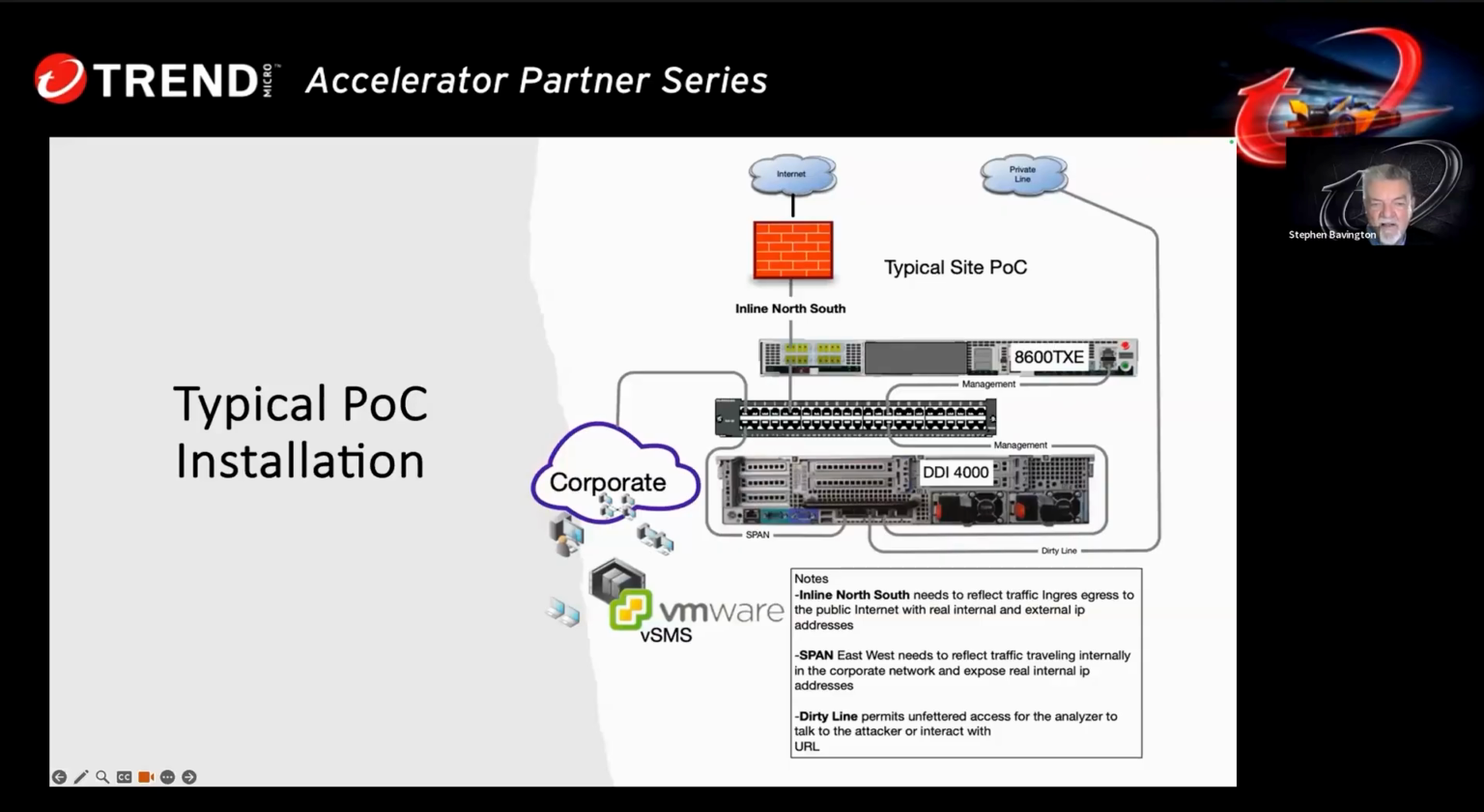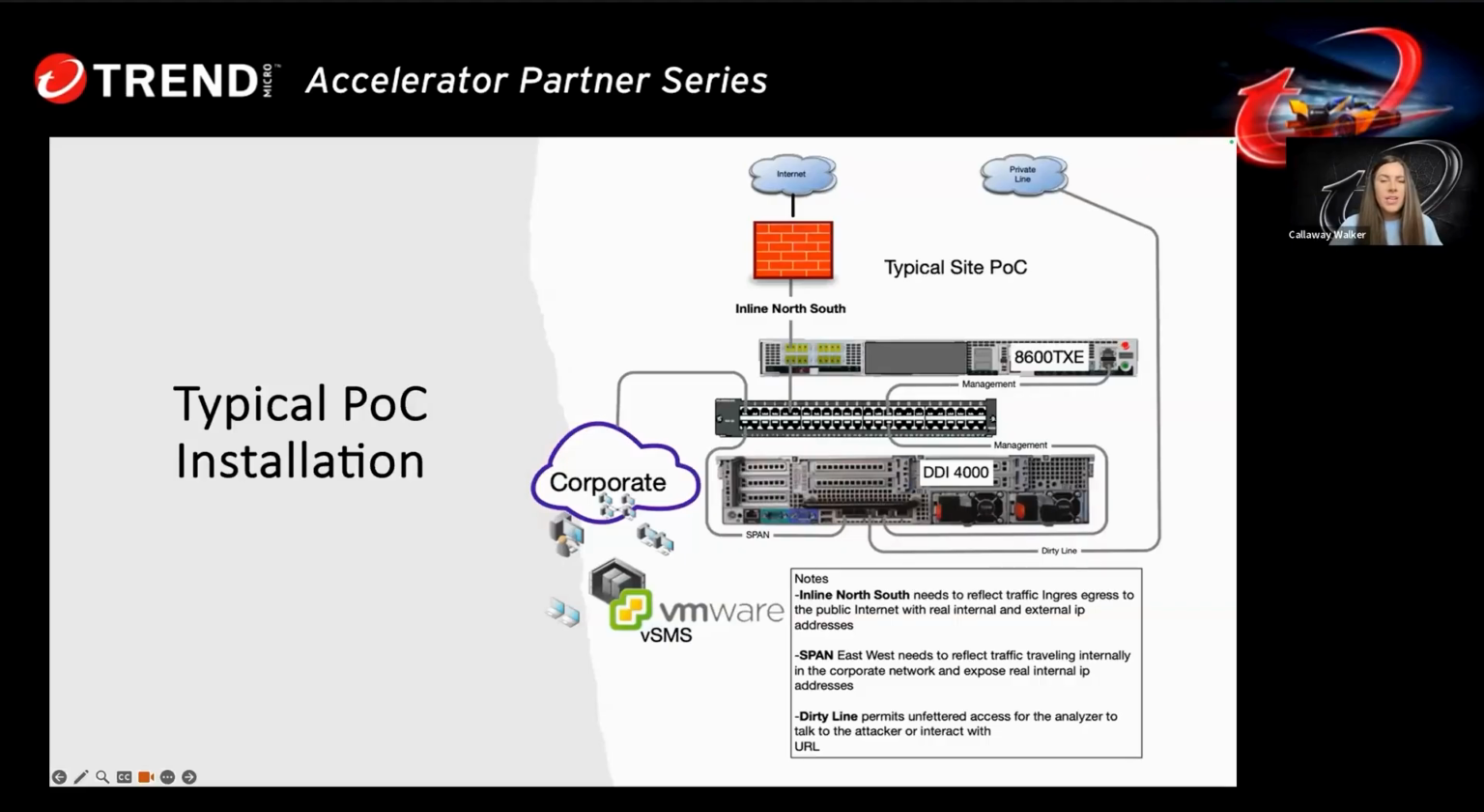The TippingPoint goes inline north and south, as I talked about before. The DDI pulls off a span port, or you can use a tap if you need to. What's important here is this dirty line I talked about before. This is the line by which the analyzers that live in this box can go and interact with the bad guy, pull down a drop, let the infection happen on a machine where it's safe, give it a decent report on what happened, and then flag it. So everybody down below in the corporate network knows about it. TippingPoint can actively block it, and we've saved the company from a possible breach.